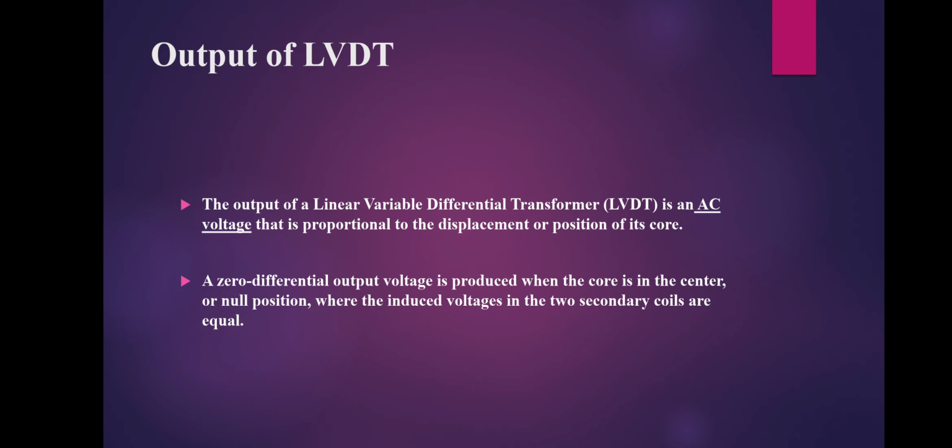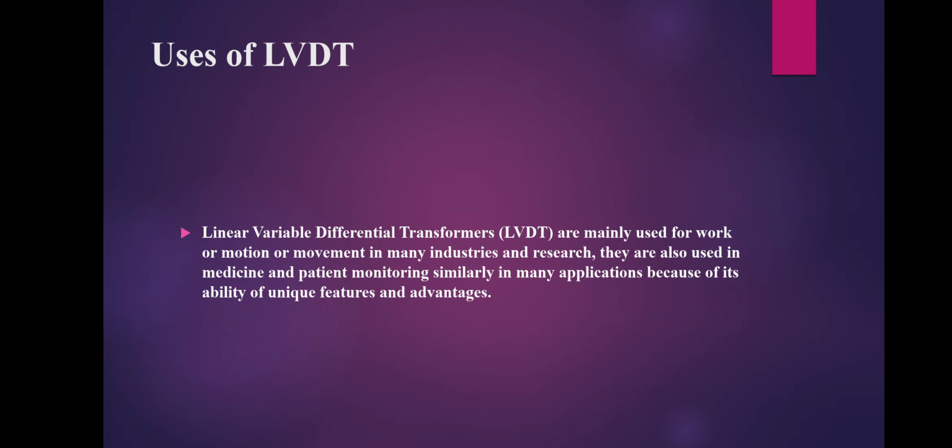The output of LVDT, the AC voltage, is proportional to the displacement or position of its core. The zero differential output voltage is produced when the core is in the center or null position, where the induced voltages in the two secondary coils are equal.